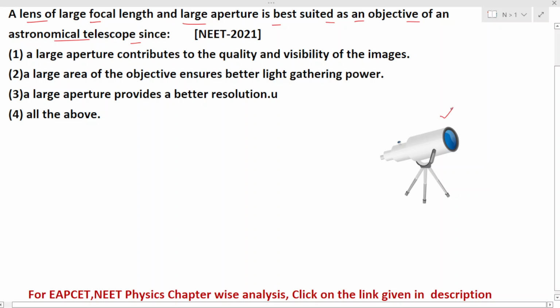So this is our astronomical telescope. This we will call as objective, and this we will call as eyepiece. Now what is he saying? He is saying that the aperture of the objective is large, and he is asking us the reason. We know that this astronomical telescope is used to see distant objects like moon and stars.